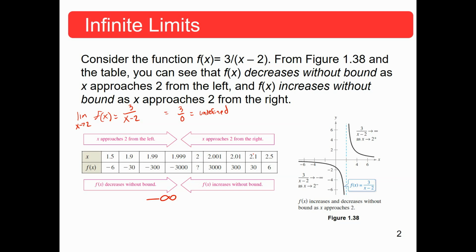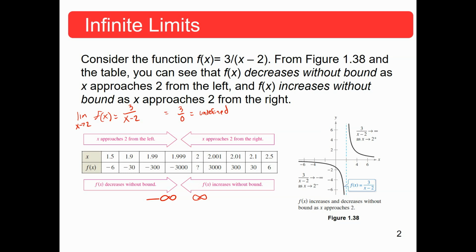From the other side, we want the numbers that are bigger than 2, so 2.001, 2.01, 2.1, 2.5. You see that as we approach 2, the numbers are getting bigger, increasing without bound towards infinity. So this gives us something interesting. If we plug a value in that is a restricted value, which gives us 0 in the denominator, but not a 0 in the numerator, which means it doesn't divide out, then we can say that limit is actually approaching infinity.